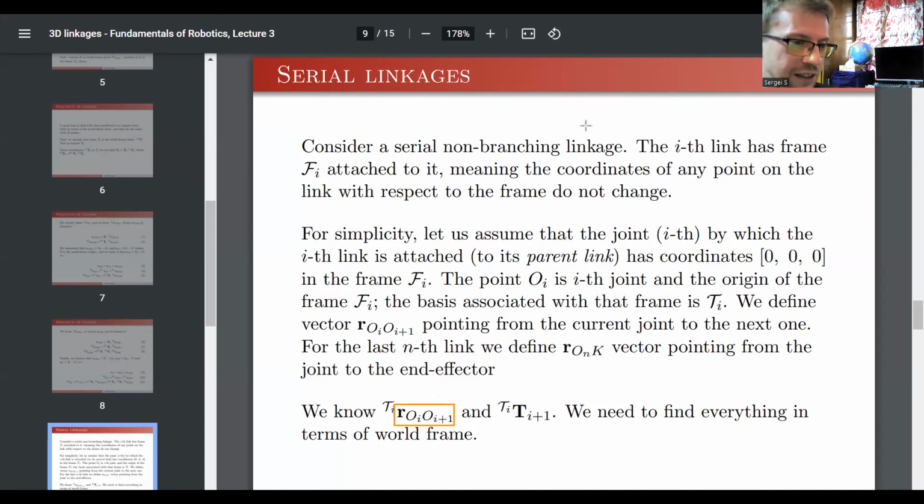So what's going on here is you have R, which tells you how far the next joint is from the previous joint and in which direction. This information is expressed in terms of the basis Ti. That's it. The next joint probably is not going to coincide with the previous joint, but it can. If they coincide, it will be 0, 0, 0. If they don't coincide, it will be something else. Is it clear?